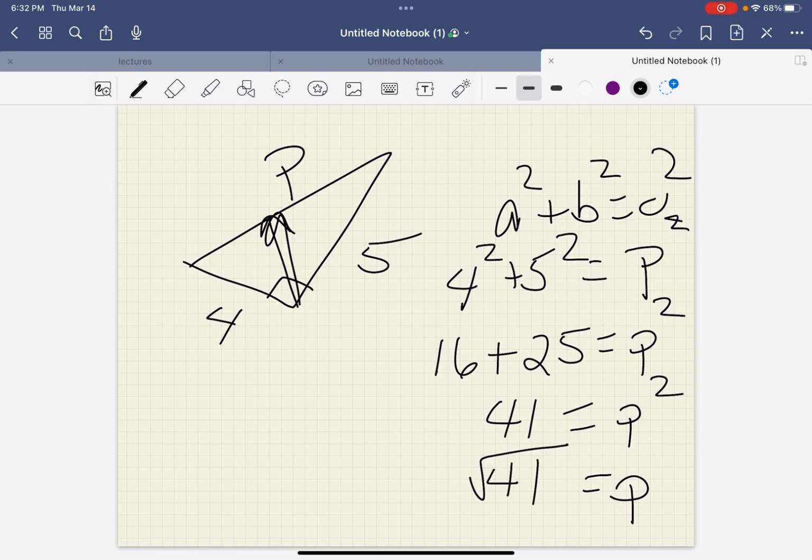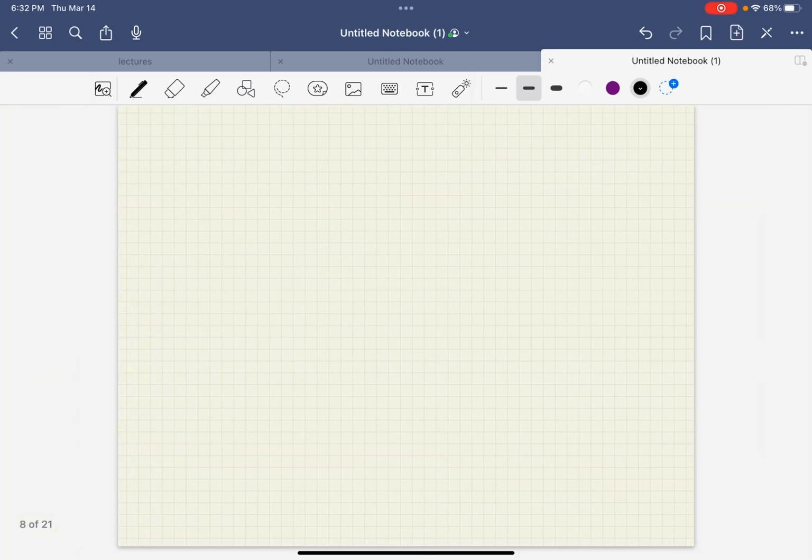So it's the square root of 41. Okay? All right, for that one.